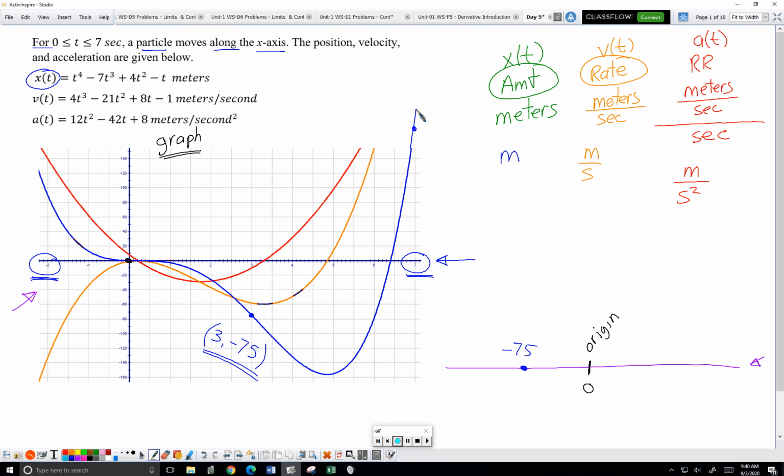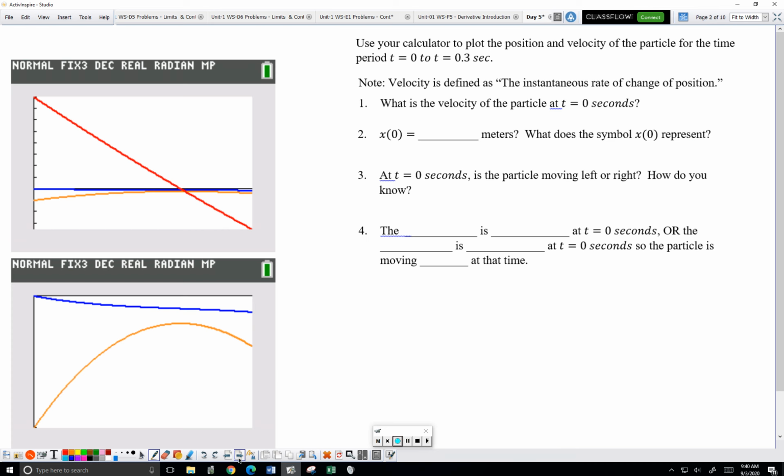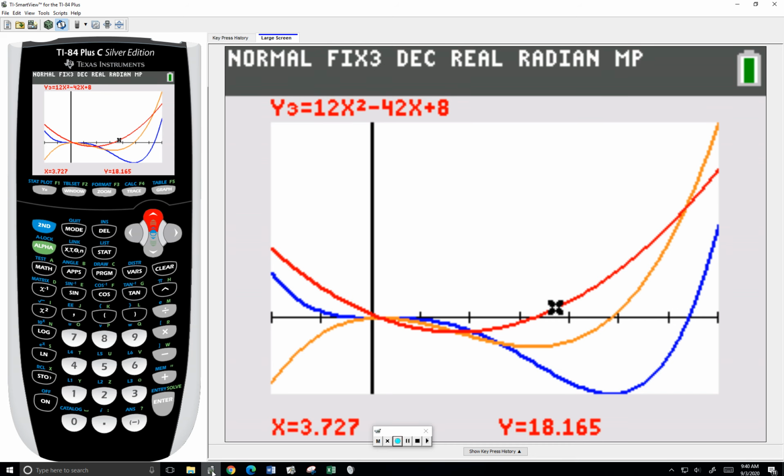Cool. Okay. Next thing, let's start working through the packet a little bit. The first thing it says is to use your calculator to plot the position and velocity of the particle for the time period 0 to 0.3 seconds. So I grab my calculator. Some may know this, some may not. Hit y equals.